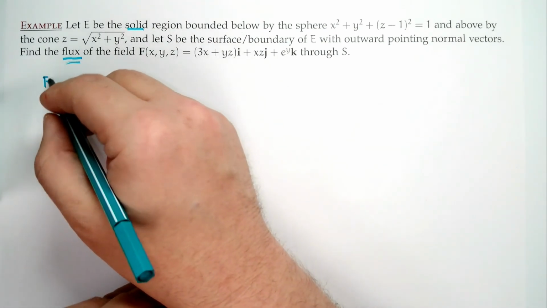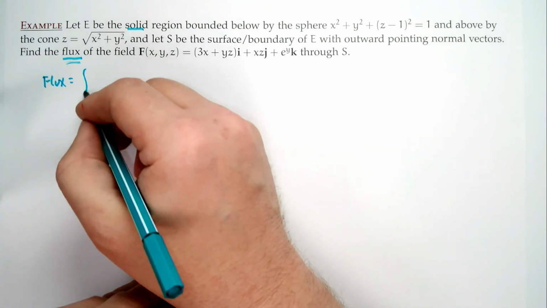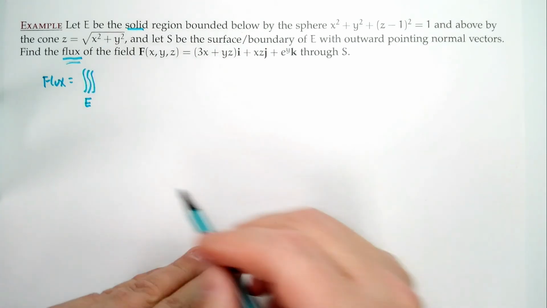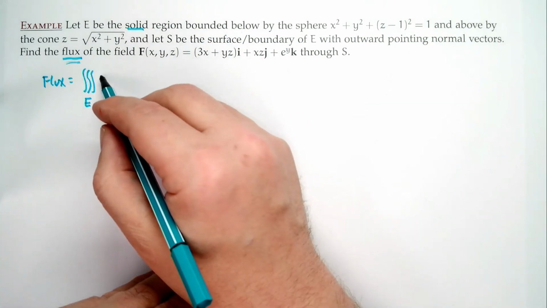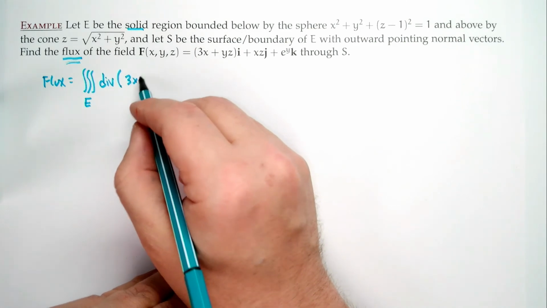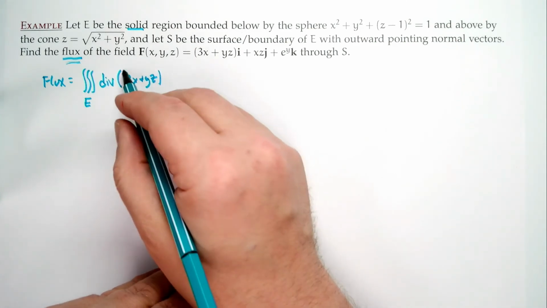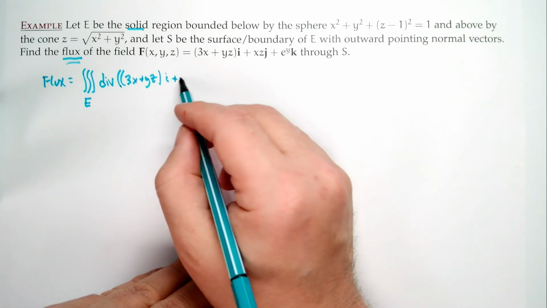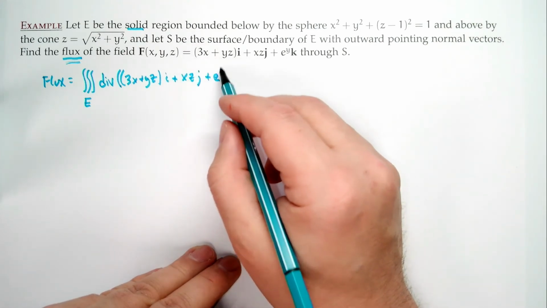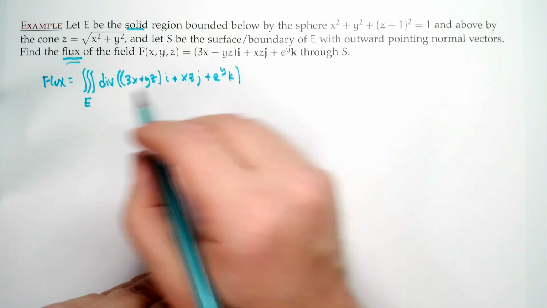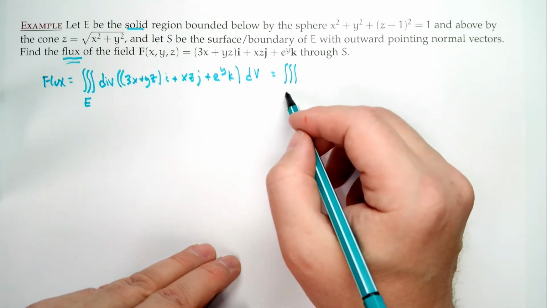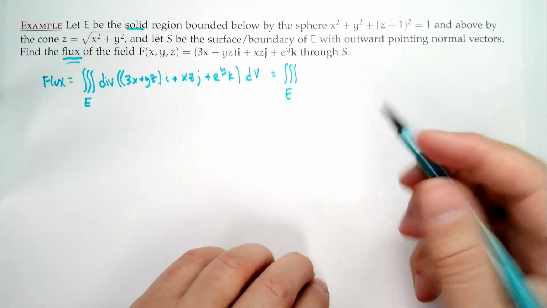We say, all right, our flux by the divergence theorem is equal to the integral over our solid, which is called E, of the divergence. So I'll call that div of our (3x + yz) i + xz j + e^y k. Okay, so we're taking the divergence of that, dV. So that's the integral over our solid.